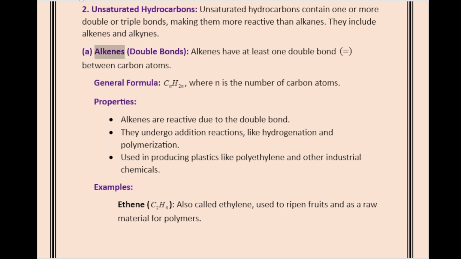A. Alkenes: double bonds. Alkenes have at least one double bond between carbon atoms. General formula, where n is the number of carbon atoms.